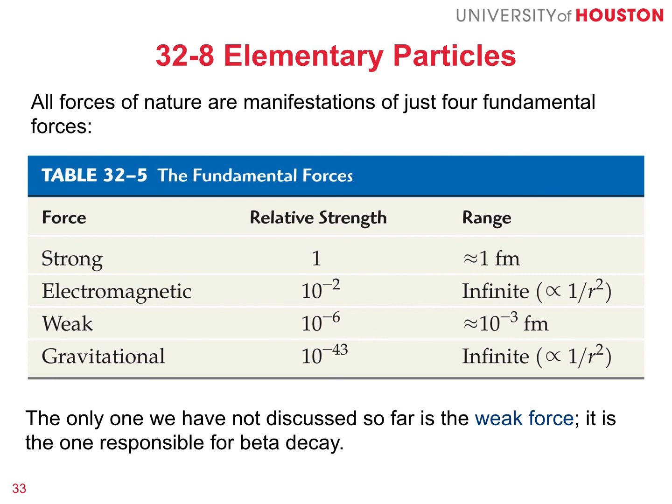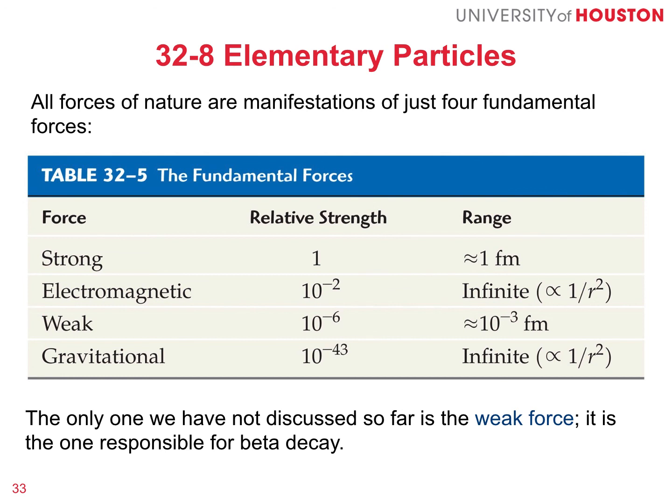The second is the electromagnetic force, which is 100 times less strong than the strong force. This has a range of 1 over r squared, which is infinite, and this 1 over r squared simply comes from Coulomb's law. The third, which we haven't discussed, is the weak force, and this is a force that's responsible for the beta decay that we discussed previously in the chapter. This is even weaker than the electromagnetic force with a relative strength of 10 to the minus 6, and it has a range smaller than the strong force at 10 to the minus 3 Fermi.